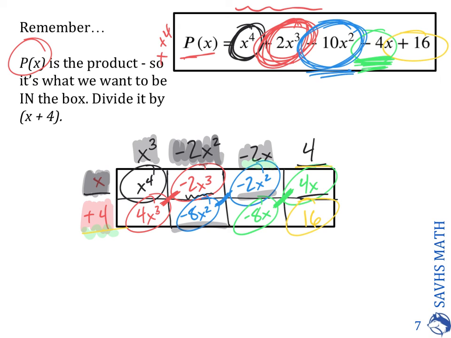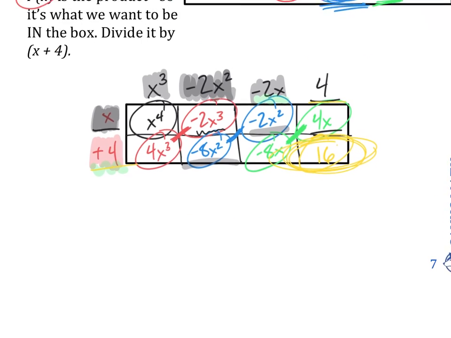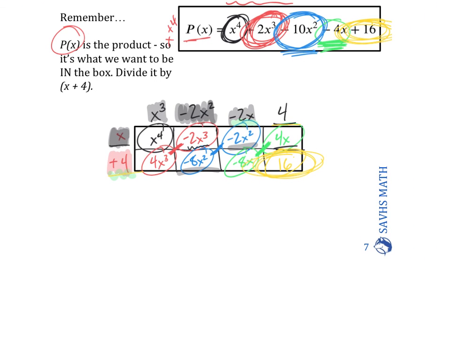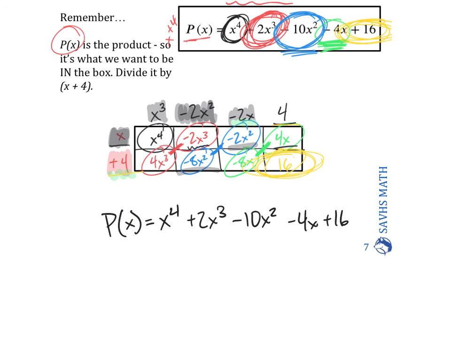And now we're done. The reason I know we're done is because this matches this. That means that I came out even, and that means that I did my division correctly. So make sure that this bottom right box matches this right here. If it doesn't, you're not done yet. So then, what am I left with? I can say two things. I can say that p of x is x to the fourth plus 2x cubed minus 10x squared minus 4x plus 16. That's fine.